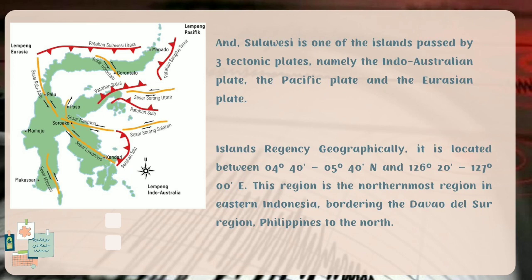So my question is, what about the island of Sulawesi? The island of Sulawesi itself is also traversed by three tectonic plates: the Indo-Australian plate, the Pacific plate, and the Eurasian plate. This means that Sulawesi is also one of the islands where earthquakes often occur due to tectonic plates. However, our focus today is one of the islands in North Sulawesi, namely the Talaud Islands.